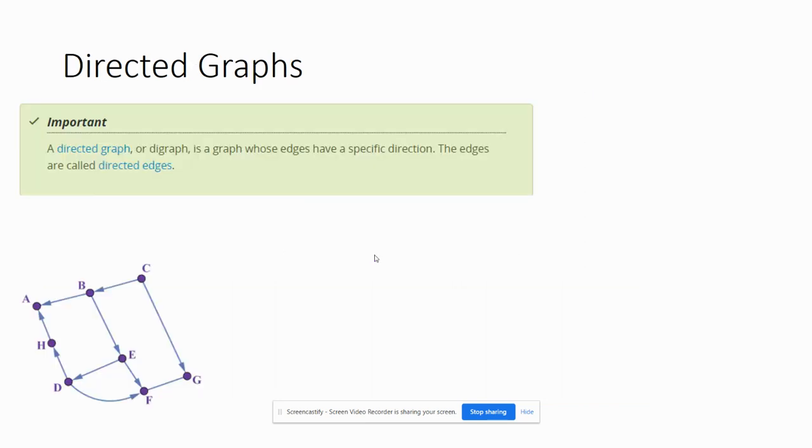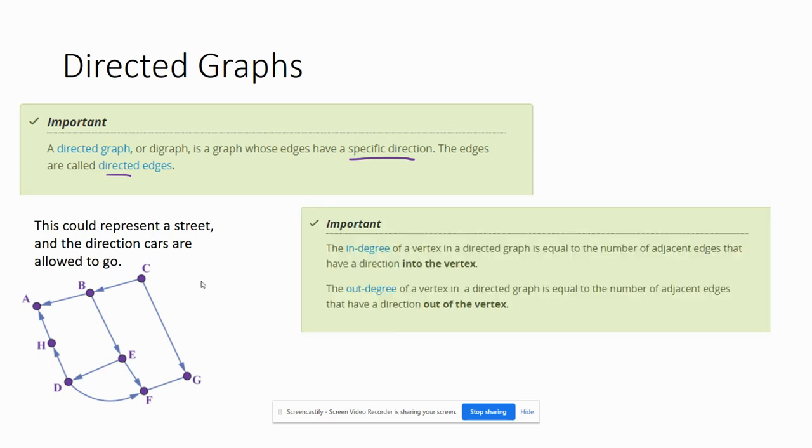Okay, and then we have something called directed graphs, where notice the arrows now, kind of like vectors. This is a graph that has specific directions, and they're called directed edges. So again, kind of like an U-Bahn map, where maybe a track only goes one direction, and you can't turn it around and go a different direction. So this could represent streets, another common example that we'll see.